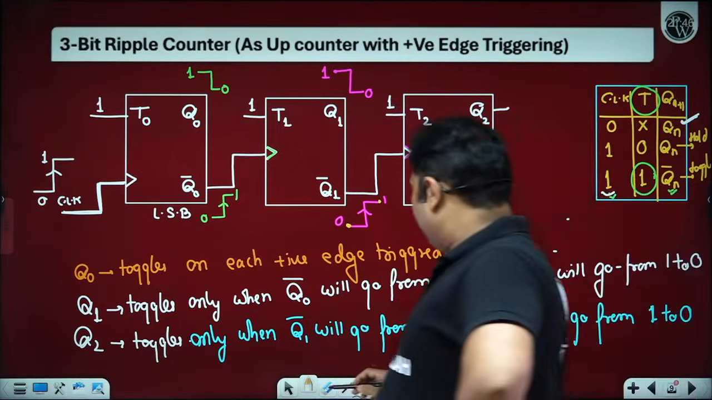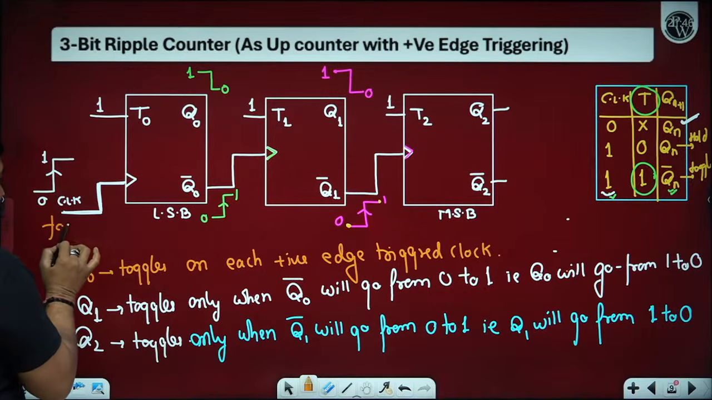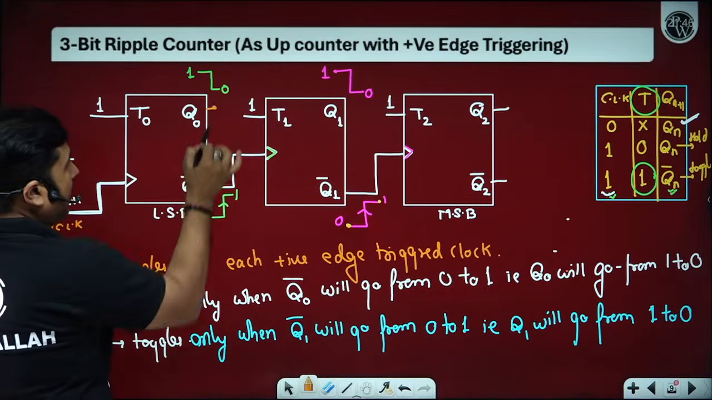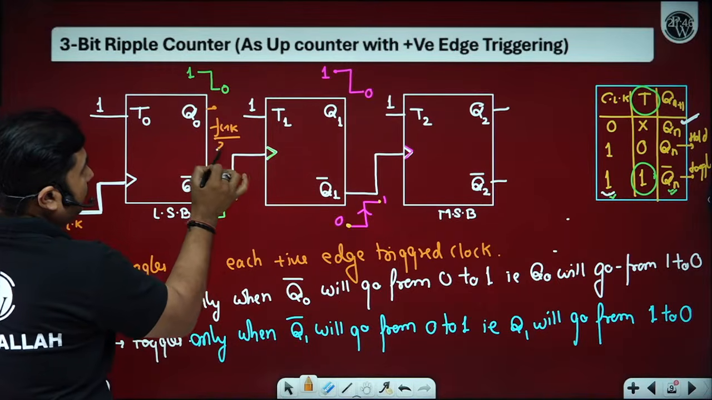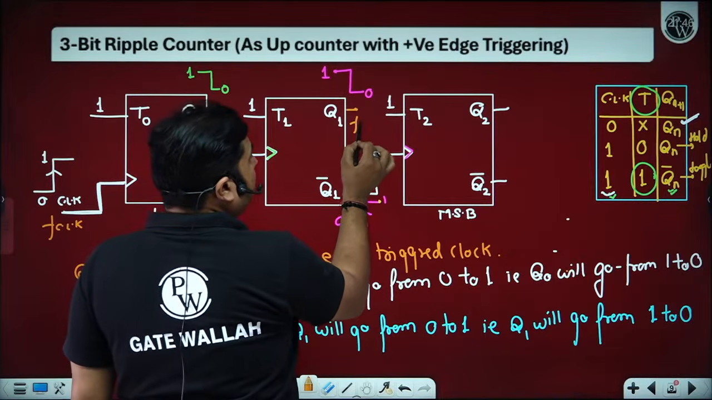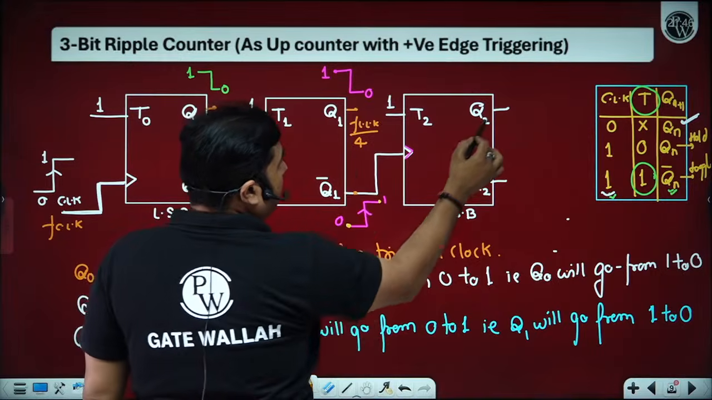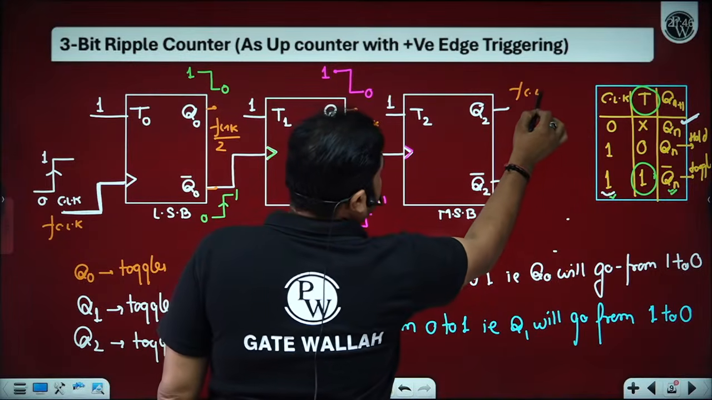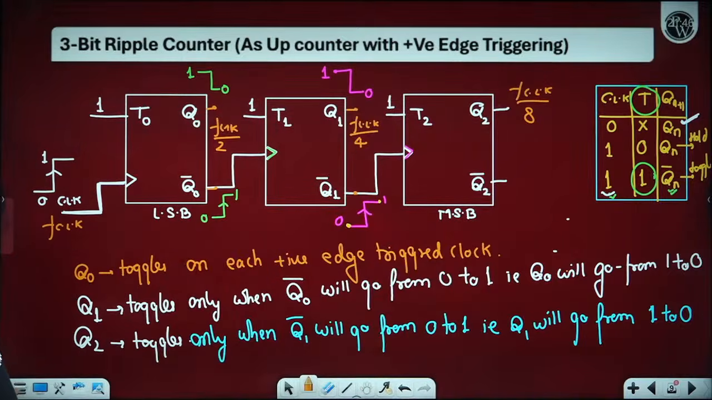We are able to understand up to the part that if this is FCLK, we are getting either of the outputs as FCLK by 2. In the next stage we are getting again divided by 2, so FCLK by 4. How many of you are able to understand, beta ji? And then we are getting FCLK by 8. Hoping all of you are able to understand up to this part.